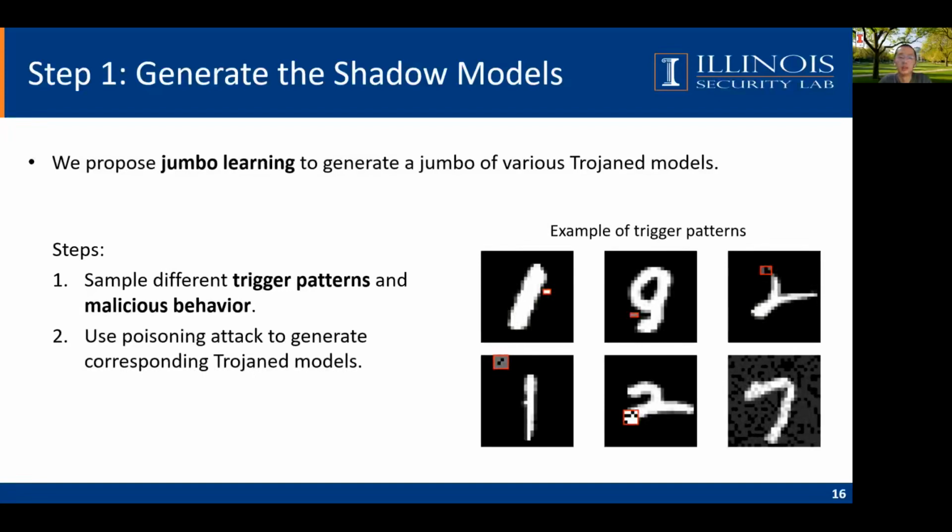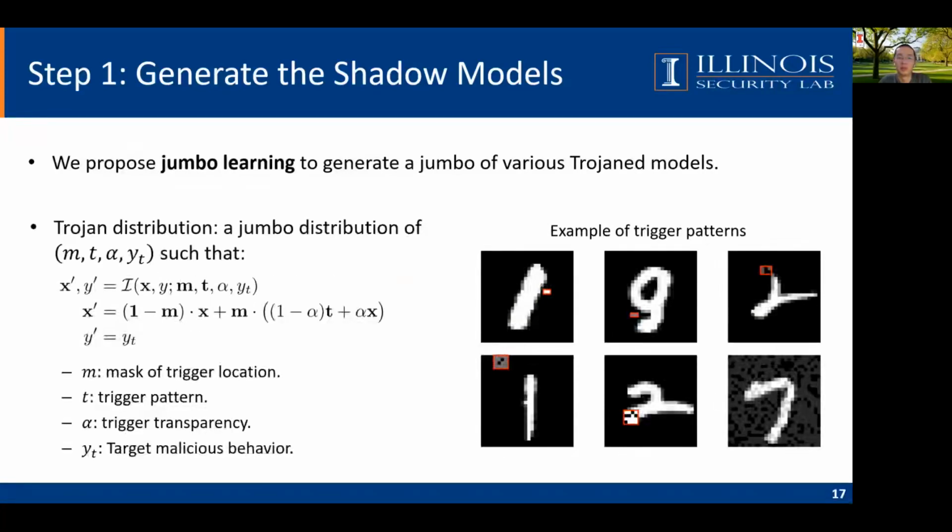To do the sampling, we use 4 parameters to parameterize a Trojan: the trigger mask, the pattern, the transparency, and the target malicious behavior. Here, the target malicious behavior is the desired output by the attacker. For example, in the traffic sign case, the target is the speed limit sign. In this digit case, it is a specific digit for outputs. Having the Trojan setting, we can generate the corresponding poison datasets and train the shadow models.